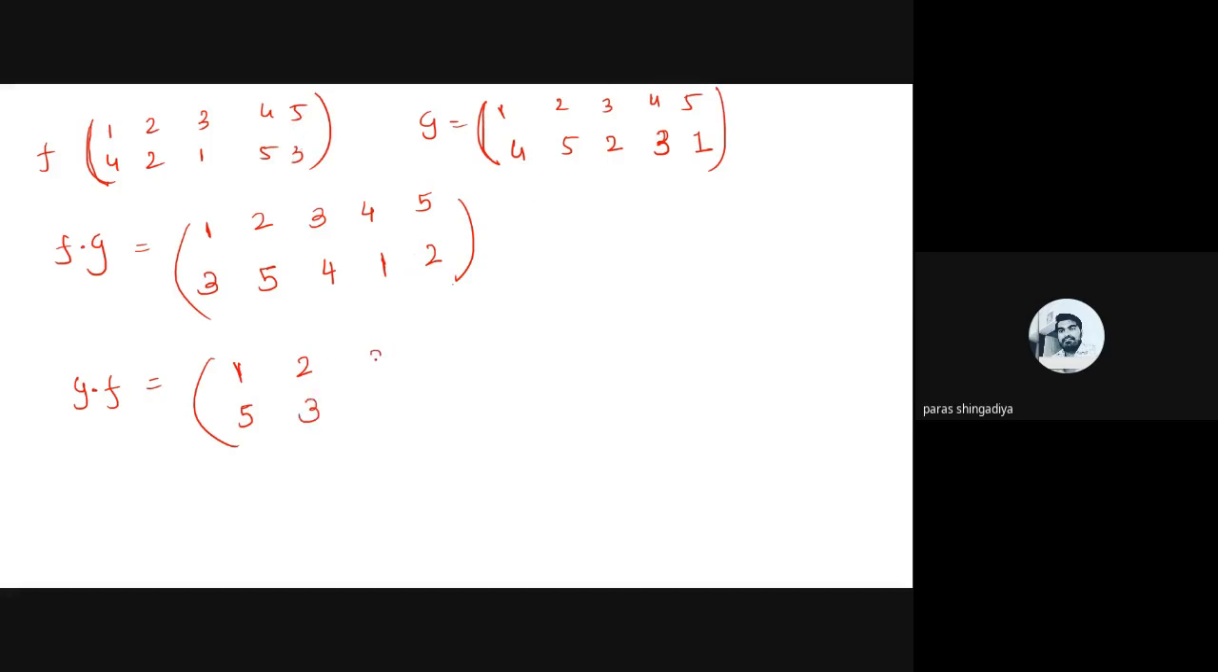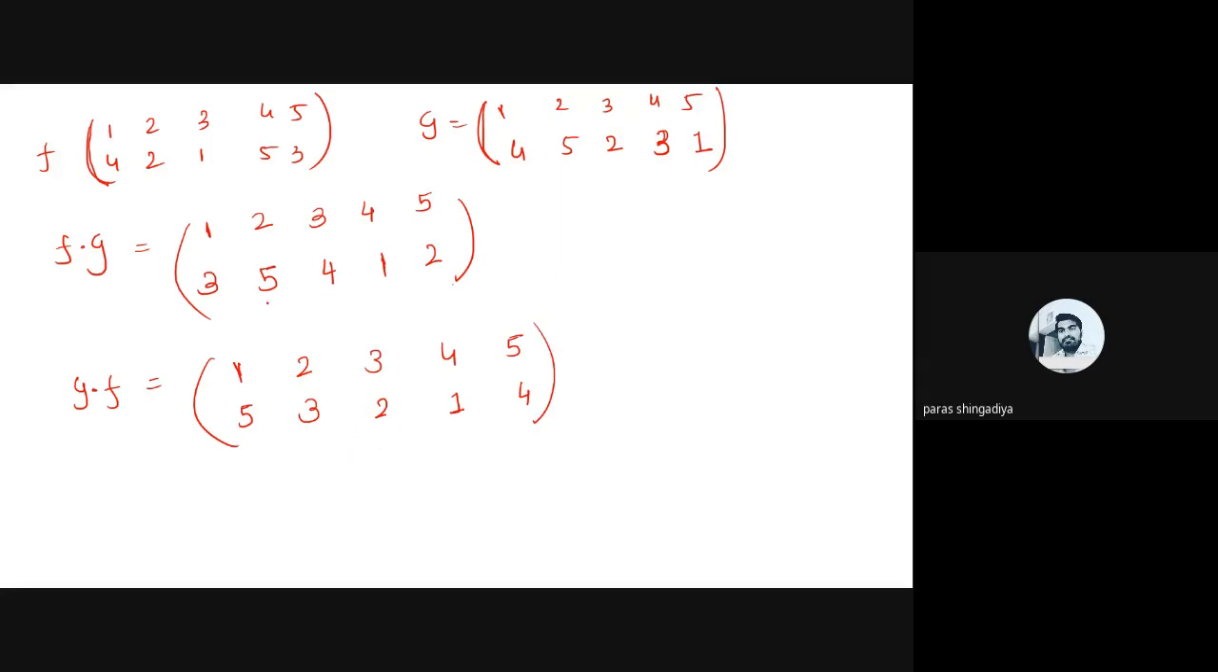Then next value is 3. The output of 3 in G is 2, and the output of 2 in F is 2 here. Next is 4. The output of 4 in G is 3, and the output of 3 in F is 1, so 4 goes to 1. Next is 5. The output of 5 in G is 1, and the output of 1 in F is 4. That is called G dot F.